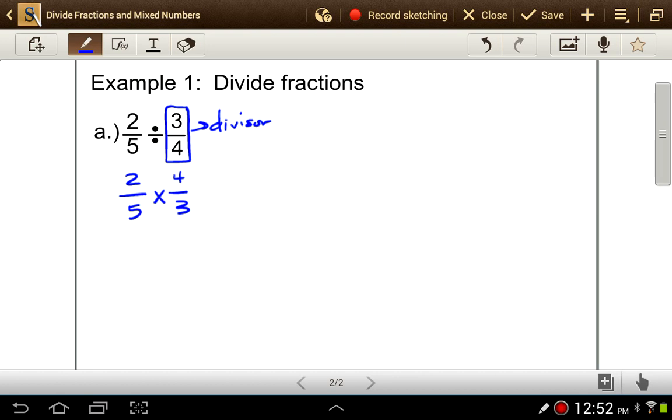Now I just multiply across. 4 times 2 is 8. 5 times 3 is 15. Okay? And that cannot be simplified, so that is done. If you need to go back, pause and write down example 1, go ahead. Otherwise, I'm going to move on to example 2.